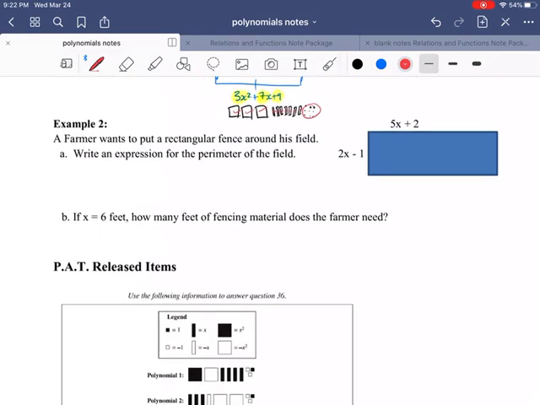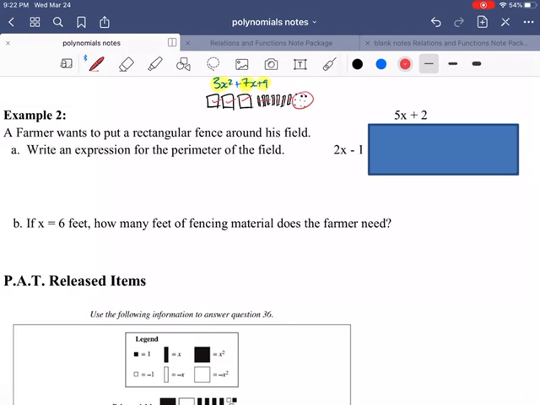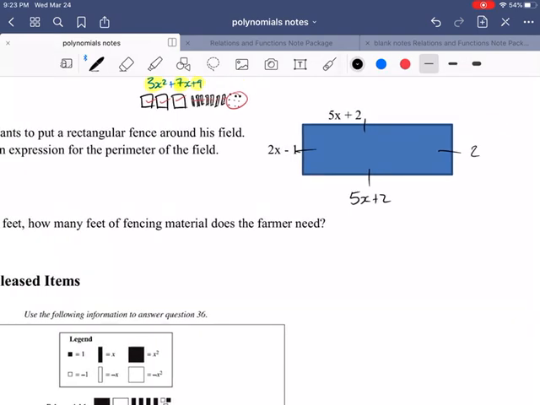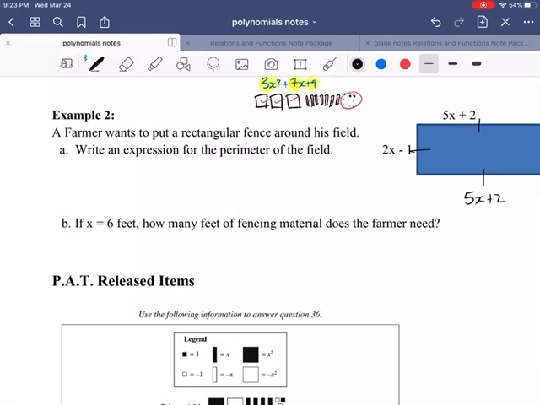Here's another perimeter question. A farmer wants to put a rectangular fence around his field. Write an expression for the perimeter of the field. Well, if it's rectangular, these sides are going to be equal. So this is also 5x plus 2, and this is also 2x minus 1. So the expression for the entire thing is going to be 5x plus 2 plus 5x plus 2 plus 2x minus 1 plus 2x minus 1.